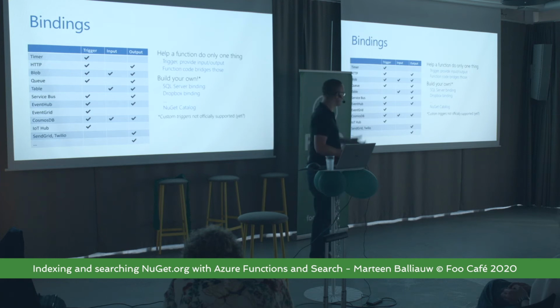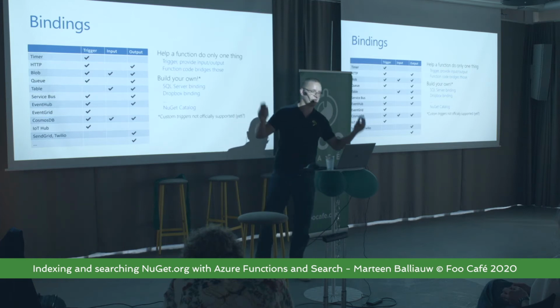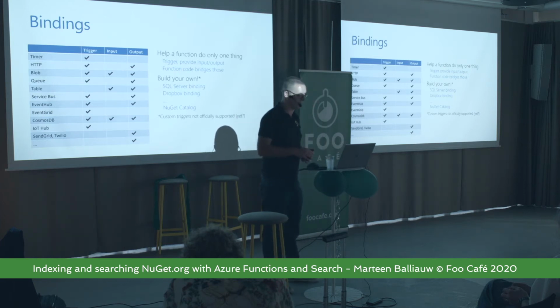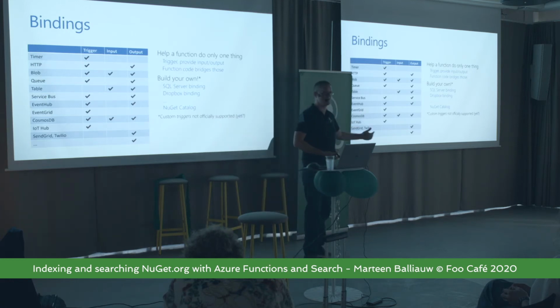Now, one binding I kind of miss here is a NuGet catalog processor binding or something like that, whatever you want to call it. So we should write that ourselves if we want to do this. Whenever a new message appears or whenever a new entry appears in the catalog, I want my function to trigger and get that data from the catalog.